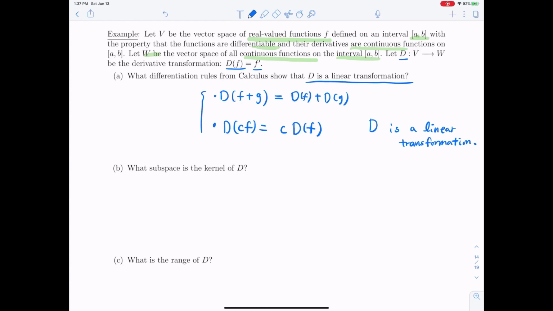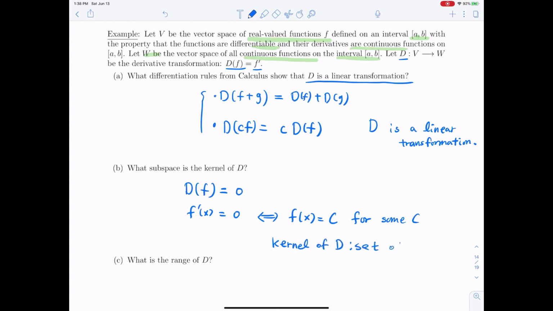Okay, then how do we find the kernel of D? Well, by definition, the kernel is the set of elements with the property that if you apply the function to the element, then you get the 0 vector. Or equivalently, we have f prime of x equals 0. And we know that the only functions satisfying this property are the constant functions, so the kernel of D is the set of all constant functions.